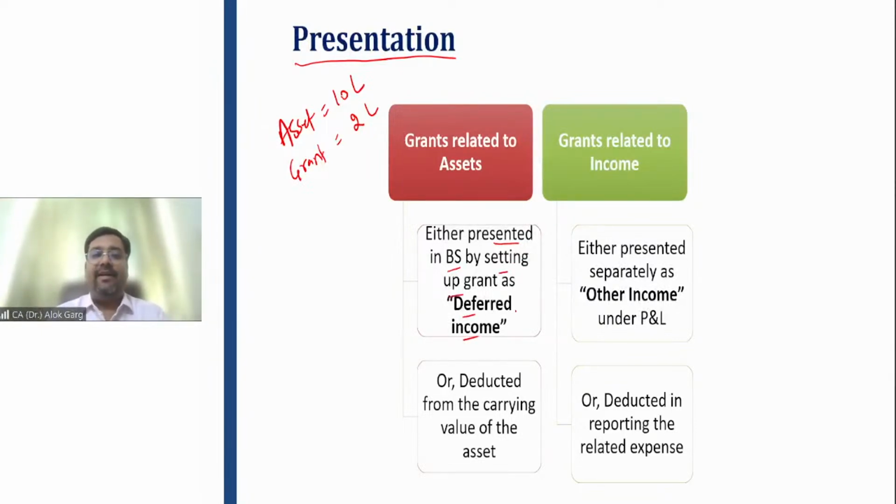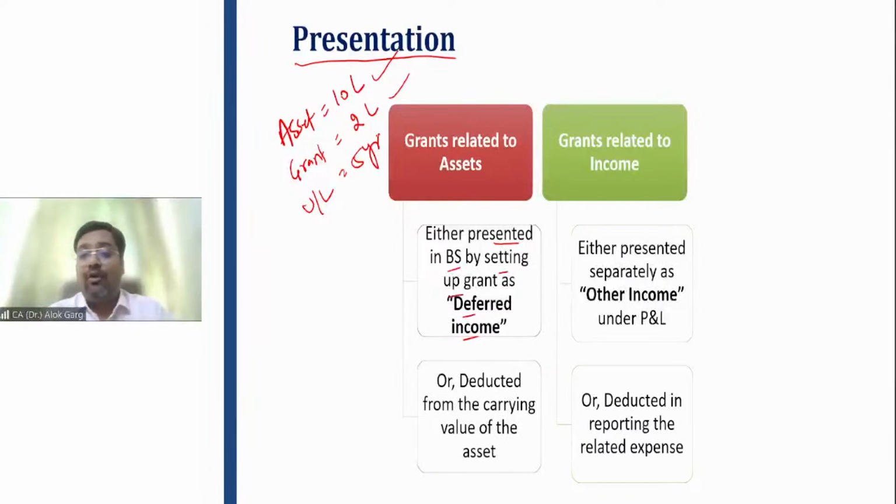So in this case, friends, what can the entity do? The entity can show the asset at 10 lakh rupees and the grant as 2 lakh rupees, right? So the entity will depreciate this asset of 10 lakh rupees over the useful life. For example, useful life is 5 years.